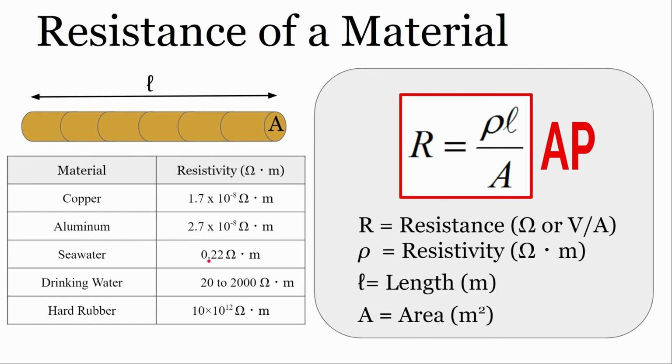Seawater is even significantly more. It's got a resistivity of 0.22 rather than something like 20 millionths of an ohm meter. When we get to drinking water, it's got an even higher resistivity, and something like hard rubber, which is an insulator, has an incredibly high resistivity. So now we know how to calculate the resistance for any given piece of material as long as we know that proportionality constant, which is called the resistivity, length, and the cross-sectional area.